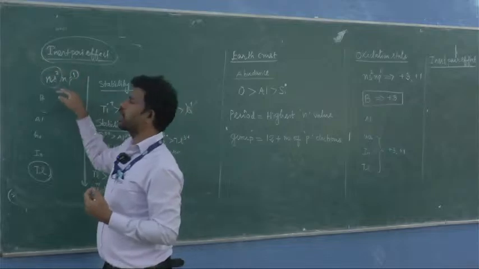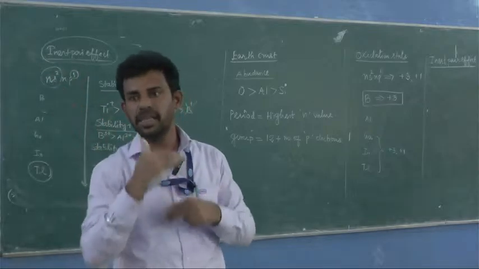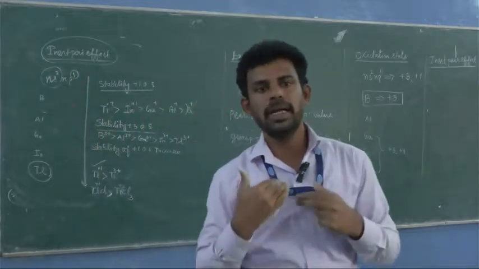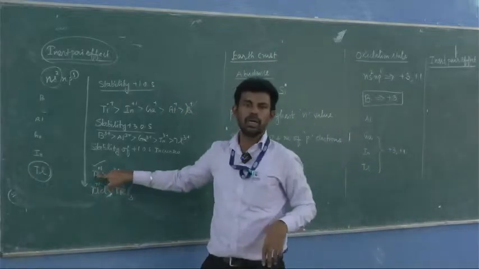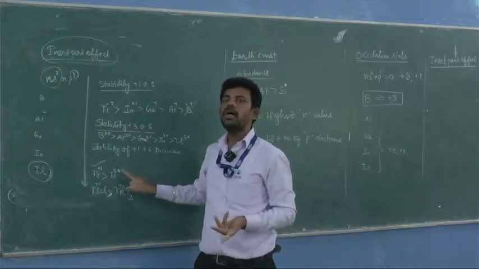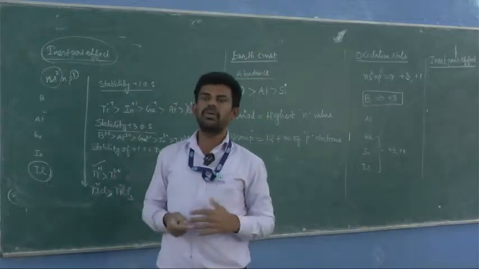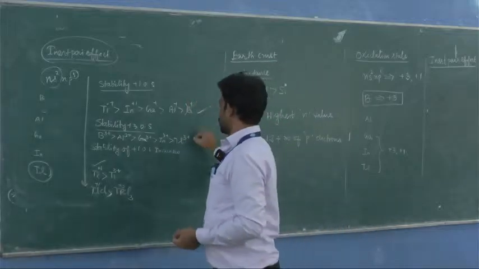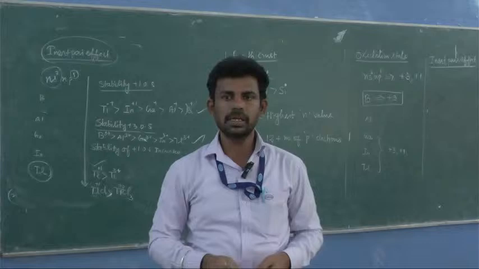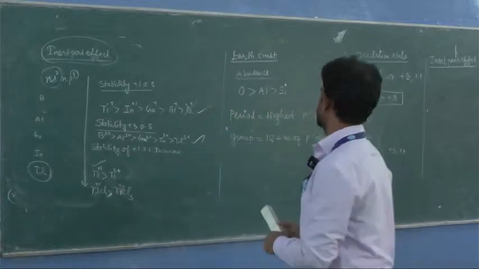அப்போ down the group வர lower oxidation stability always increases due to inert pair effect. For example, thallium +1 ஆ thallium +3 எது more stable னா thallium +1 is going to be more stable when compared to thallium +3. Is it clear? Please look at the order. Okay, this is the order. Is it clear? Please make this point.